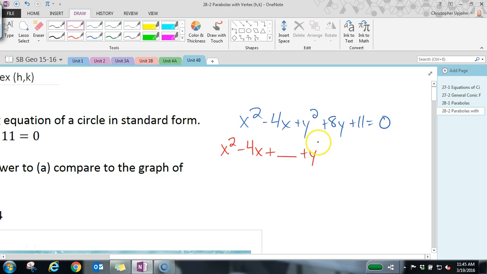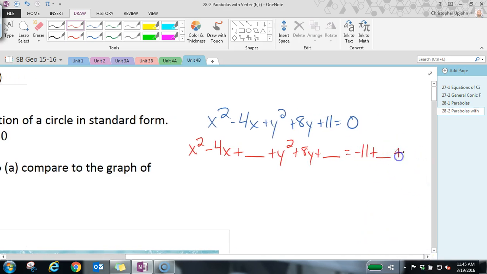X squared minus 4x plus something, plus y squared plus 8y plus something, equals negative 11 plus something plus something. Again, we have 2 blank spots here because we have 2 blank spots here. Then we need to figure out what we're adding in there. Well, what we would do is divide by the coefficient of x squared, but since they're both 1, dividing by 1 won't change anything.